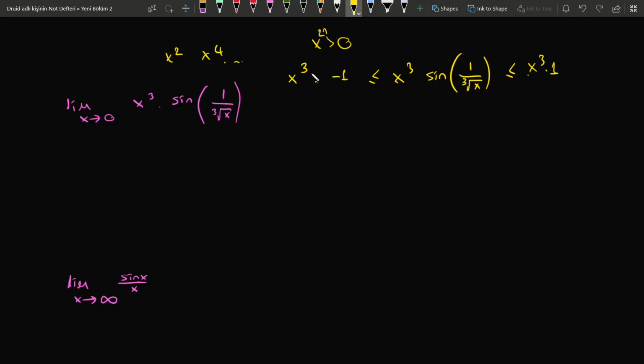But for x cubed, it's not that clear whether it's greater than 0 or not. For negative values, it is lesser than 0, which means our inequality will change its direction. Therefore, to evaluate this limit, we have to check: when I approach from the left and right, do I get the same value? That's what we're supposed to check.